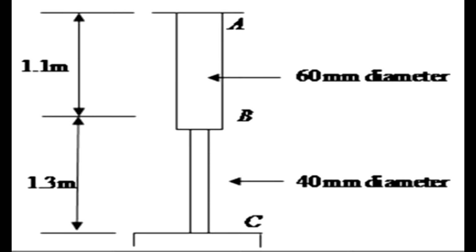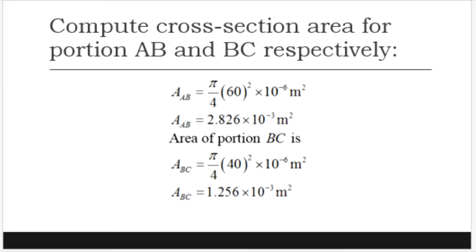We need to compute the cross-section area of portion AB and BC respectively. So first, we solve for area. A_AB is equal to pi over 4 times 60 to the power of 2 times 10 to the power of negative 6 meters squared. So for AB, we have 2.86 times 10 to the power of negative 3 meters squared.